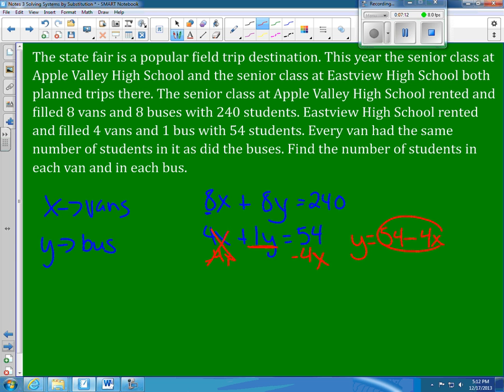So I can plug this in for my y, and that's going to get me a new equation of 8x plus 8 times, instead of y, we have 54 minus 4x equals 240. A big mistake that I see students do is they forget to finish out writing that equation. So I want you to finish solving for both x and for y with this problem.